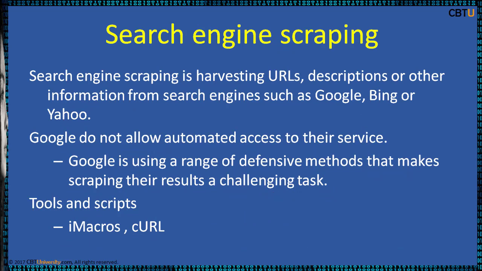Search engine scraping is also a great utility for information gathering. This is harvesting URLs, descriptions, or other information from search engines such as Google, Bing, or Yahoo. Google does not allow automated access to their service. Google is using a range of defensive methods that make scraping their results a challenging task.